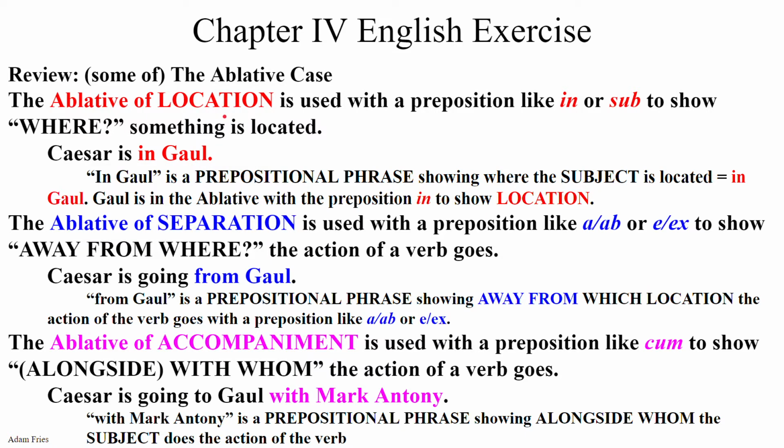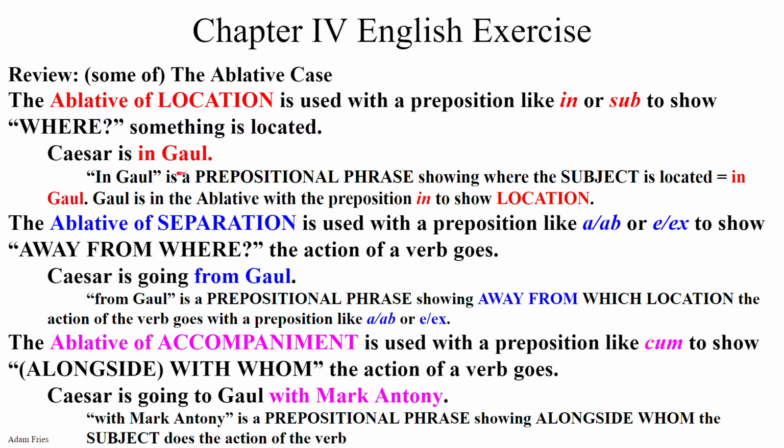As a review, let's go over some of the ablative case reasons, uses, jobs, or functions. In this chapter, Chapter 4, we learned the ablative of location. It's used with a preposition like in, which means in or on, and sub, which means under, beneath, underneath, like a submarine, to show where something is located.